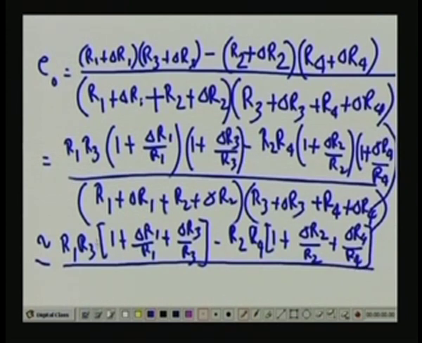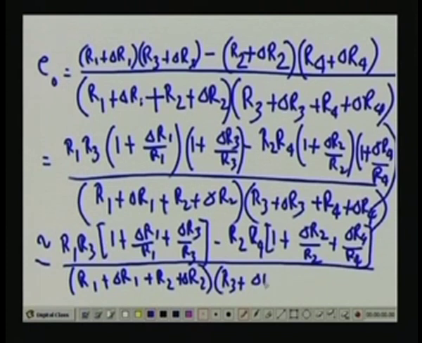upon the same denominator, R1 plus delta R1, R2 plus delta R2, R3 plus delta R3, plus R4 plus delta R4, clear.